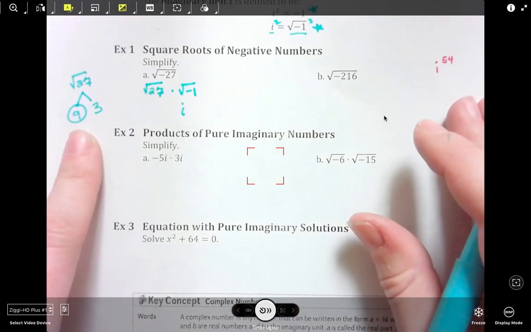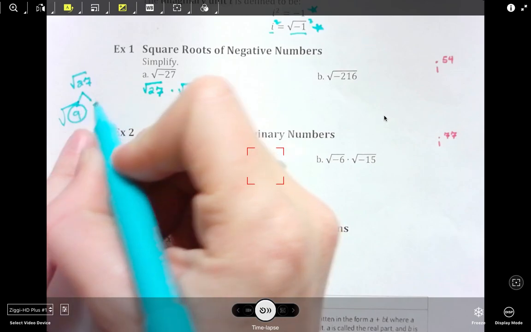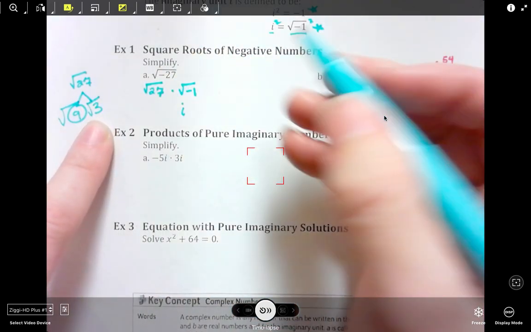9 and 3 then is what 27 breaks down into. So we do the square root of 9 and the square root of 3.